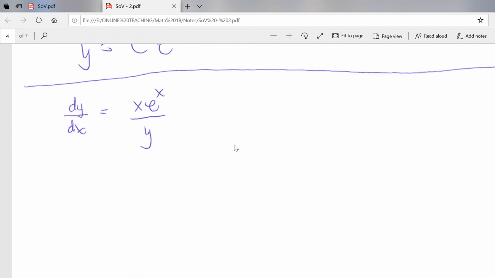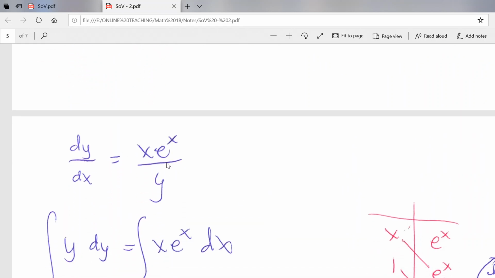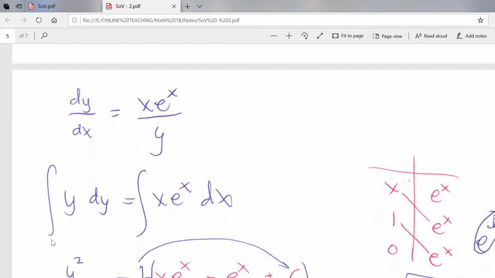Let's take something like this. dy dx is x e to the x over y. So on this one now, I'm going to multiply by y to this side, and I'll multiply the dx to this side. So now I've got the integral of y dy is equal to the integral of x e to the x dx. This actually takes integration by parts, but you could do rapid repeated.